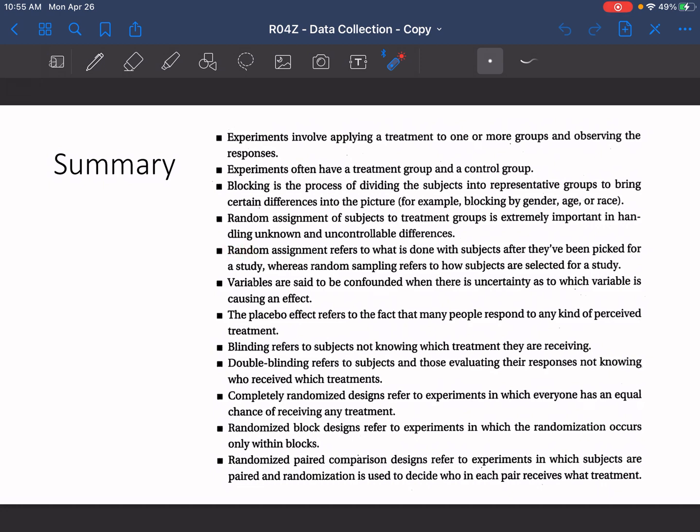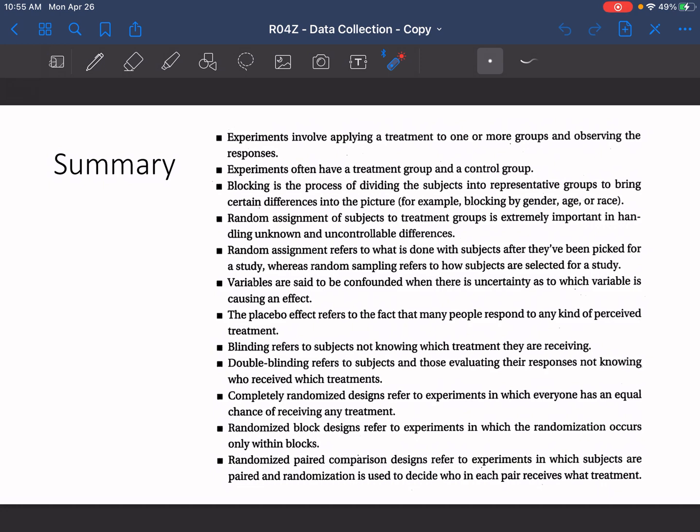Random assignment refers to what is done with the subjects after they've been picked for a study, whereas random sampling refers to how subjects are selected for a study. Variables are said to be confounded when there is uncertainty as to which variable is causing an effect. The placebo effect refers to the fact that many people respond to any kind of perceived treatment. Blinding refers to subjects not knowing which treatments they are receiving. Double blinding refers to subjects and those evaluating their responses, or administrators of the experiment, not knowing who received which treatments. Completely randomized designs refer to experiments in which everyone has an equal chance of receiving any treatment.